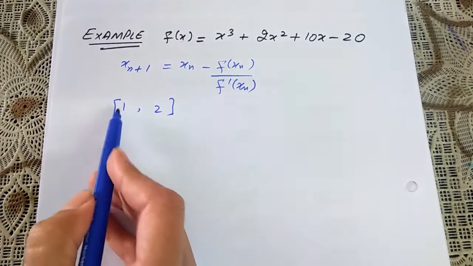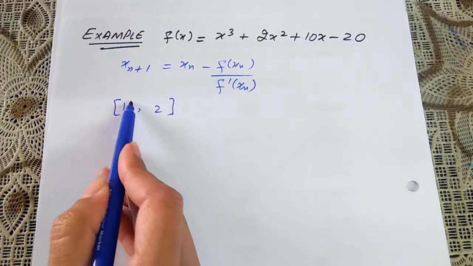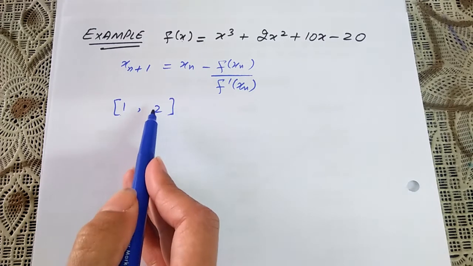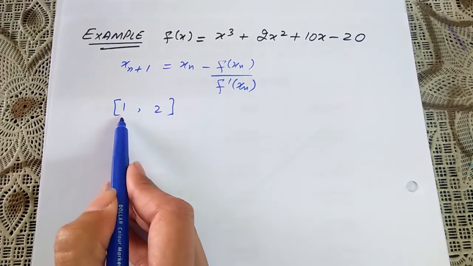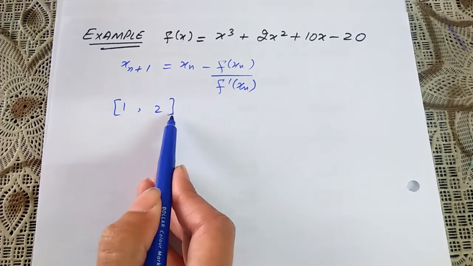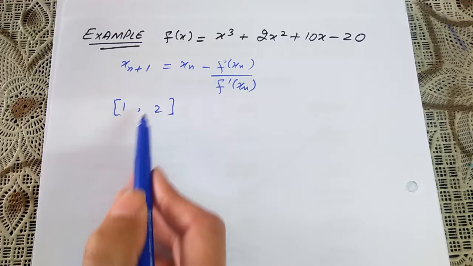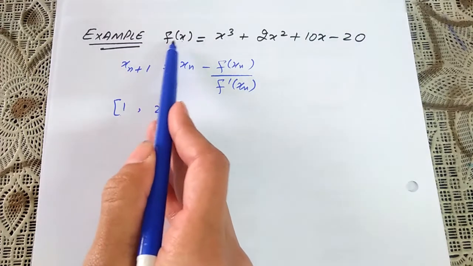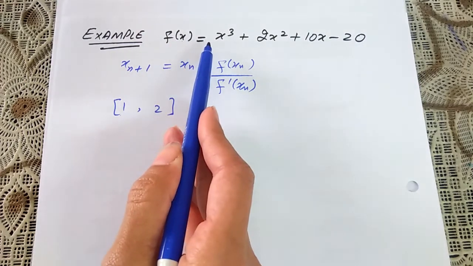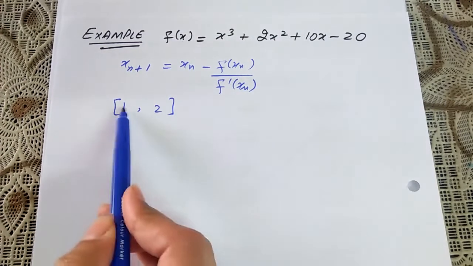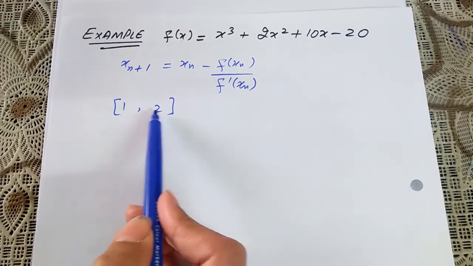f of x will show different behavior at 1 and at 2. So I will consider this interval from 1 to 2. It's up to us which interval we are considering. At f of 1 it will show a negative behavior, and at f of 2 it will show a positive behavior. So between these 2 points we can find the root.